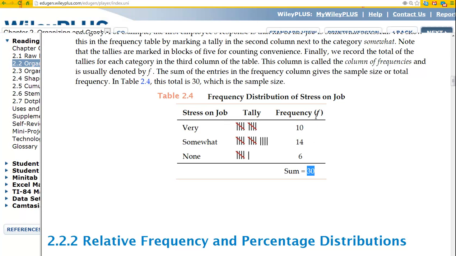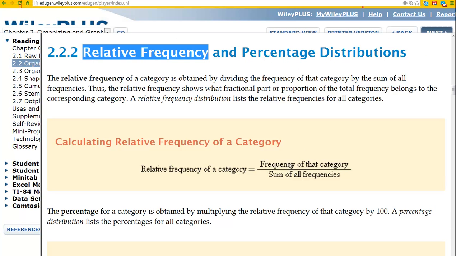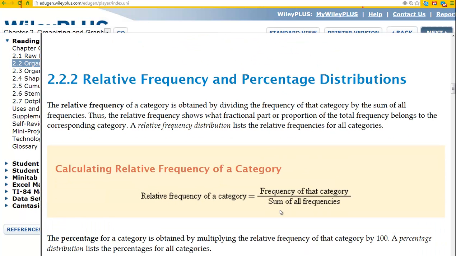And when you do that, the new column that you get, where you get 33.3% here, and 20% here, that's called the relative frequency. Okay? So relative frequency is what? The frequency of the particular category, so 10, divided by the sum of all the frequencies, divided by 30. It's a percentage.